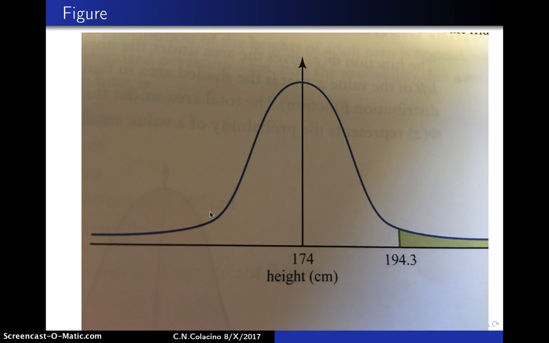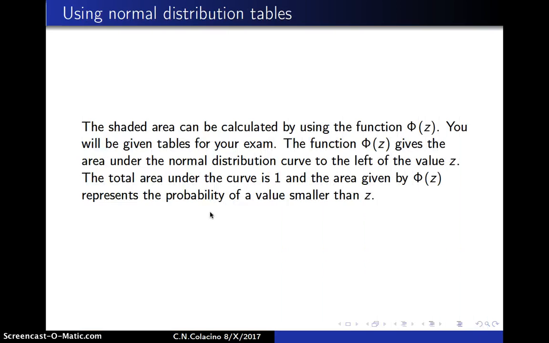I've said shaded area, it's the green area in the picture. So the area to the right of 194.3 centimeters. The shaded area, the green area, can be calculated by using the function phi of z. You will be given tables when you are attending your exam. The function phi of z gives the area under the normal distribution curve to the left of the value z. The total area under the curve is obviously 1, it is normalized, and the area given by phi of z represents the probability of a value smaller than z.